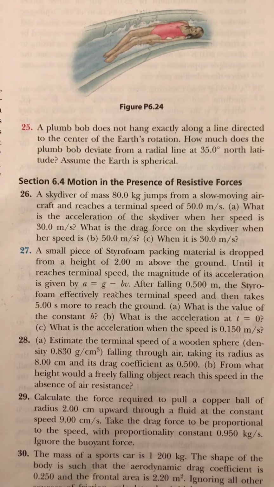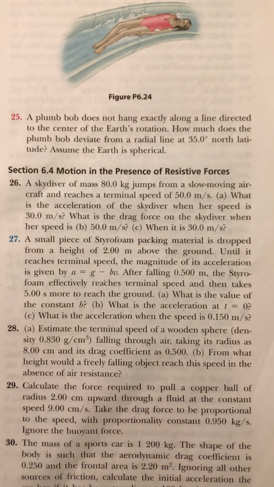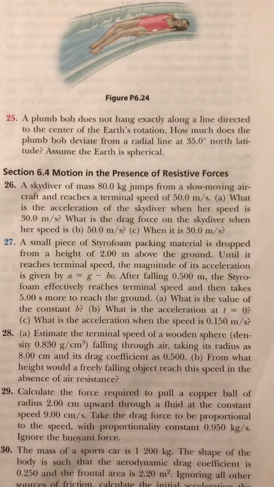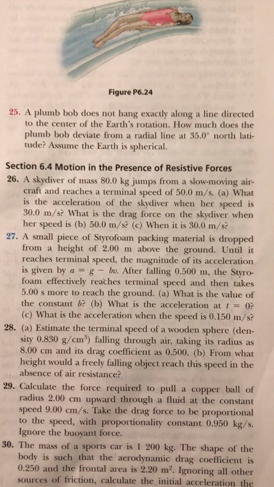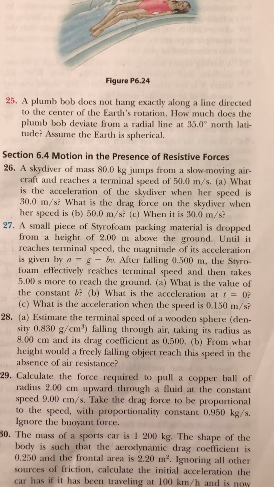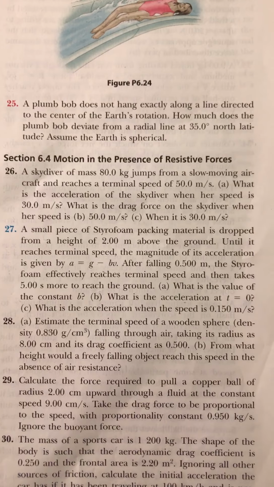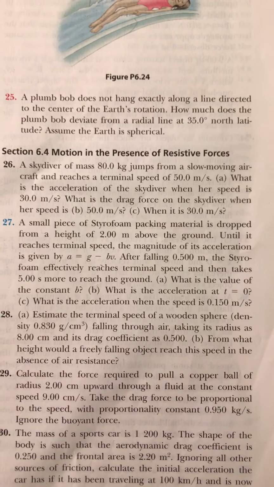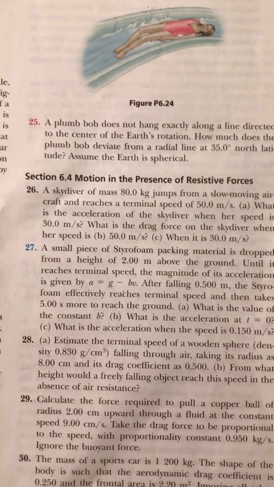Hi, so I'm going to be talking about question number 27 from chapter 6. The question says, a small piece of styrofoam packing material is dropped from a height of 2.00 meters above the ground. Until it reaches terminal speed, the magnitude of its acceleration is given by a = g - bv. After falling 0.5 meters, the styrofoam effectively reaches terminal speed and then takes 5 seconds more to reach the ground.